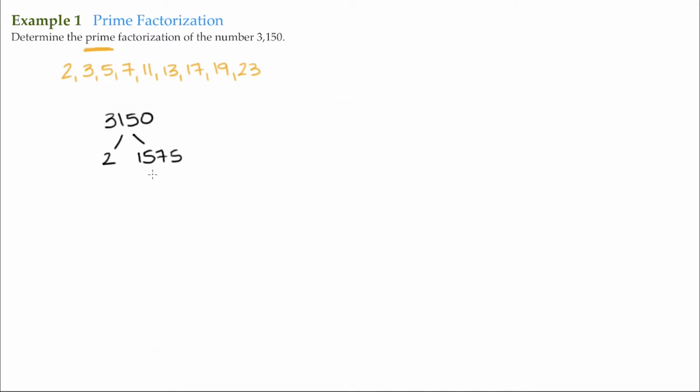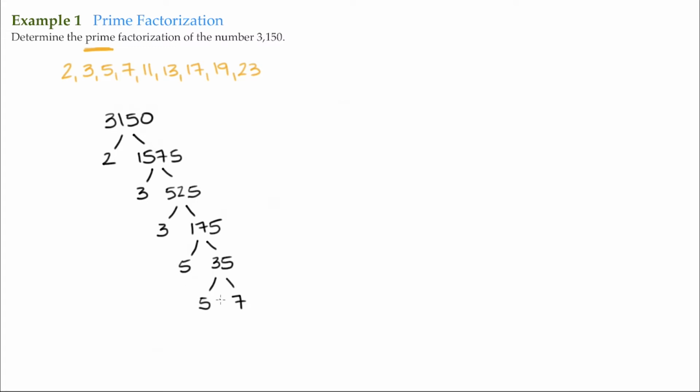So we branch off again. That's going to be 3 times 525. Again, 525 is not prime, so we branch again. And we keep branching until we have all the primes. And then finally, 5 times 7. So you can see right here, these are the prime factors of 3,150.